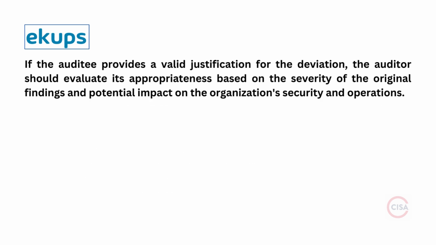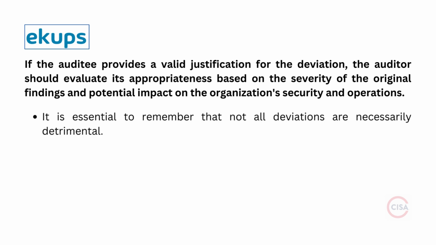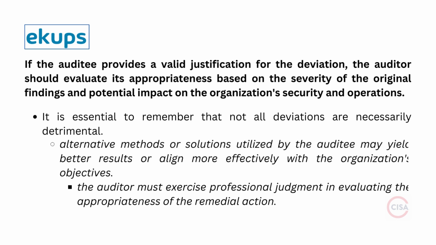If the auditee provides a valid justification for the deviation, the auditor should evaluate its appropriateness based on the severity of the original findings and the potential impact on the organization's security and operations. It is essential to remember that not all deviations are necessarily detrimental. In some cases, alternative methods or solutions utilized by the auditee may yield better results or align more effectively with the organization's objectives. Therefore, the auditor must exercise professional judgment in evaluating the appropriateness of the remedial action.